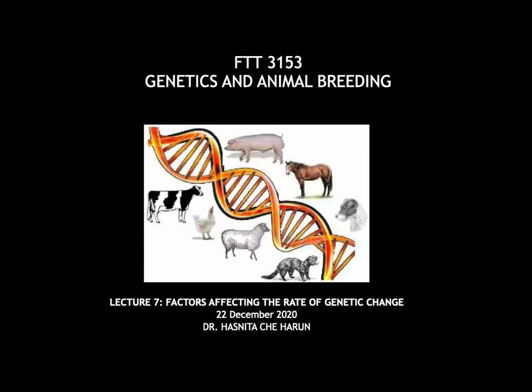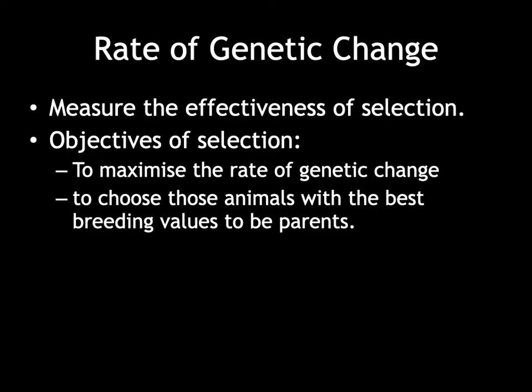But then you have to check the rate of genetic change, so that you know how fast you can change the genetic. So this will determine the success of the genetic improvement program. By determining the rate of genetic change, we can actually measure the effectiveness of selection during the breeding program, and we can check whether we can achieve the objective of selection.